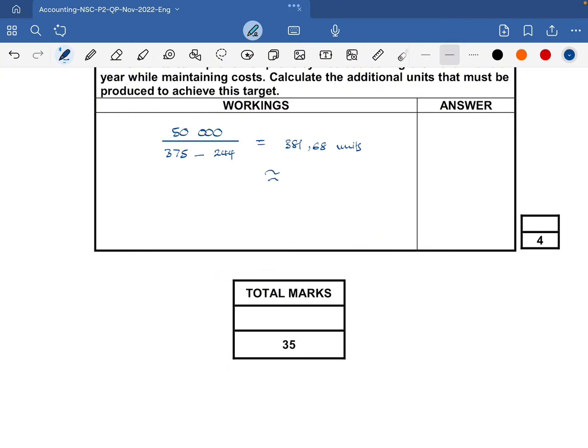And then we are just going to round that up to 382 units, extra or additional units that must be produced. So if they had said calculate the break-even, we would have added the fixed costs here. But we only need the additional units that will help us get to the profit of 50,000.